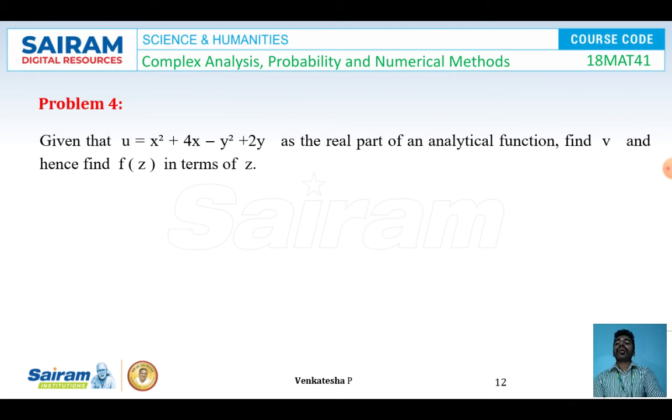Example number 4. Given u is equal to x² plus 4x minus y² plus 2y as the real part of an analytic function, find v and hence find f(z) in terms of z. They have given the u function here. So from this u function we are supposed to find the function v, and also we have to find the value of f(z).